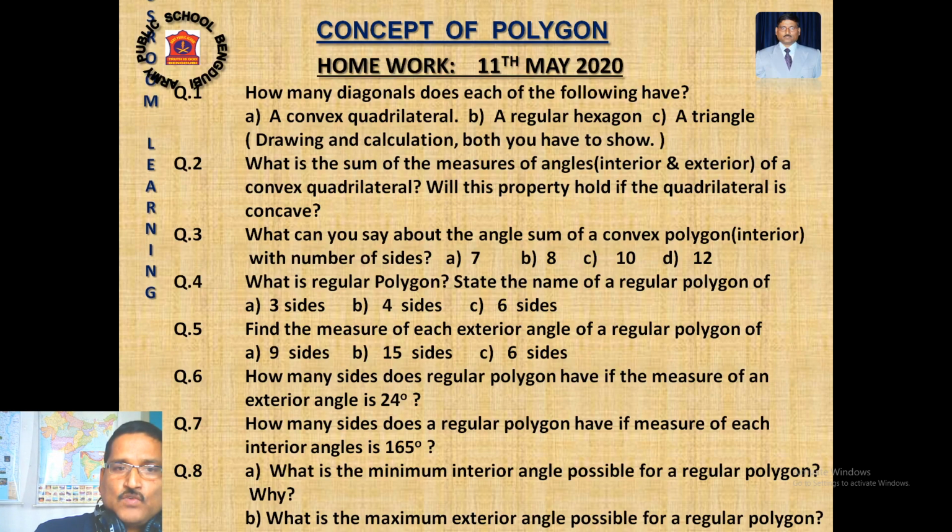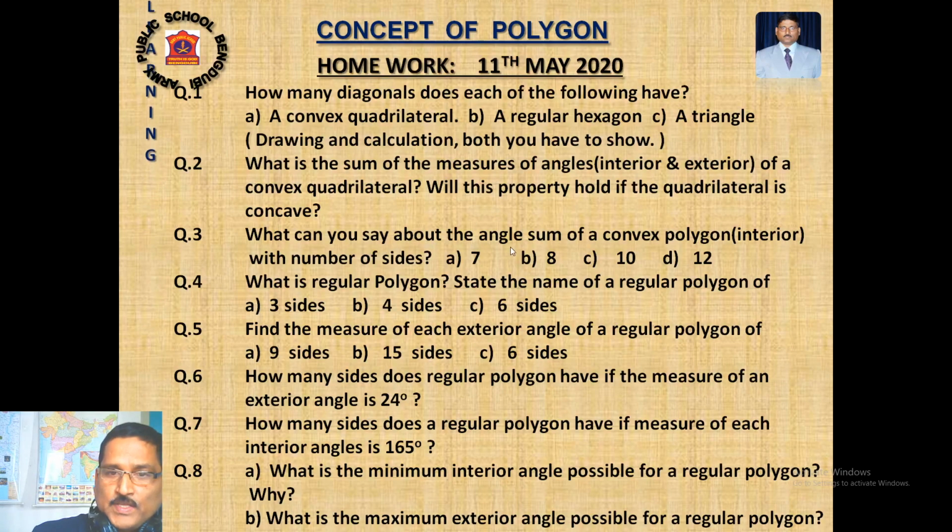The next question is, what is the sum of the measures of angles, interior and exterior both, of a convex quadrilateral? What will be the total interior and exterior angle of a quadrilateral? You have to just follow the formula. Will this result hold if the quadrilateral is concave? I told you concave is just a polygon we come across, but we will not discuss anything about concave. The properties of convex polygons cannot be applied on concave polygons. So this answer will be like this.